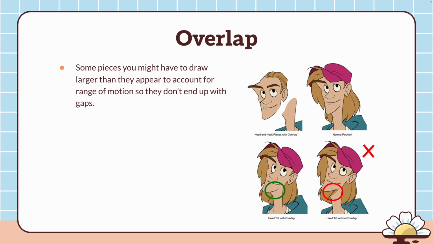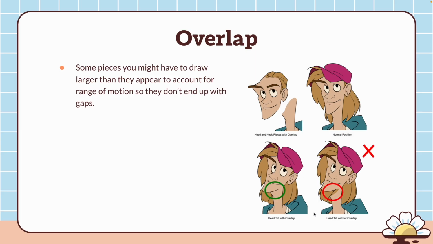All right, overlap. So when we bring this into Toon Boom, when we start drawing all these pieces, some pieces we may want to extend into other pieces. Remember, they're layered, so you're not really going to see all this. It's going to look like a solid picture. But we want to be able to move or have range of motion with our characters without breaking it.